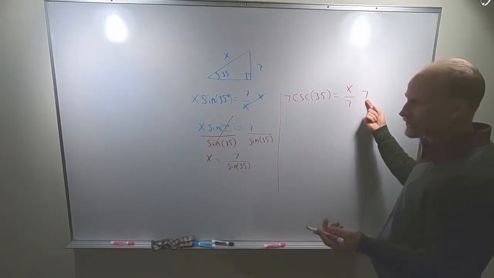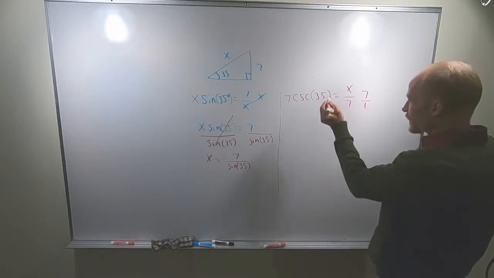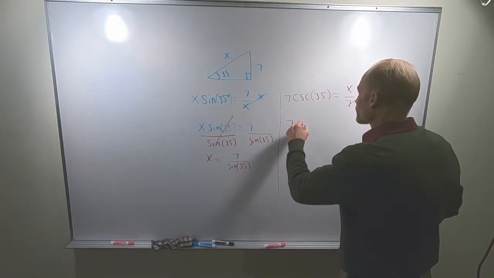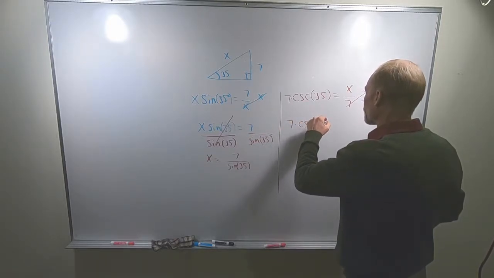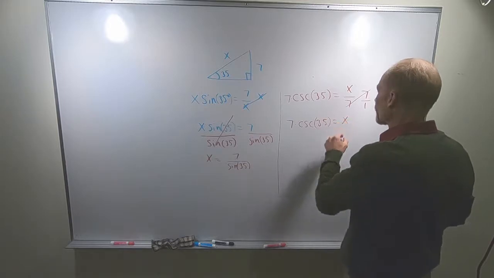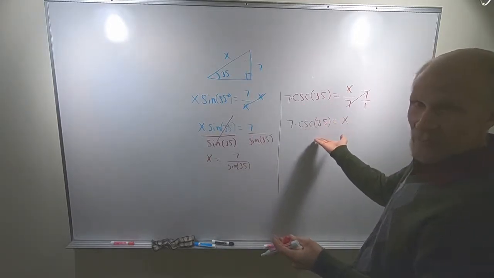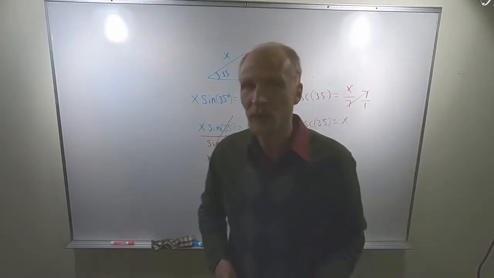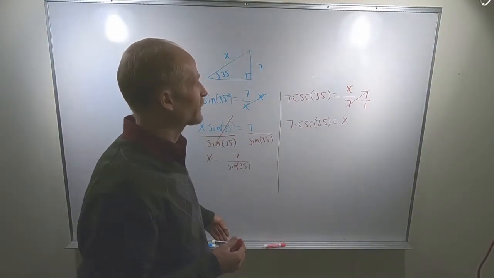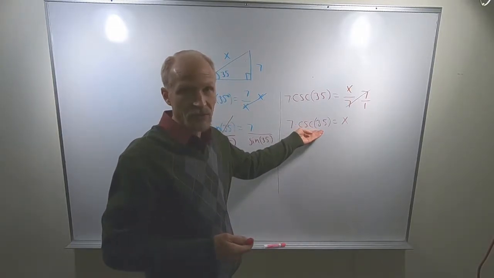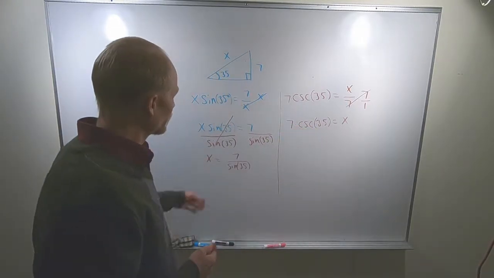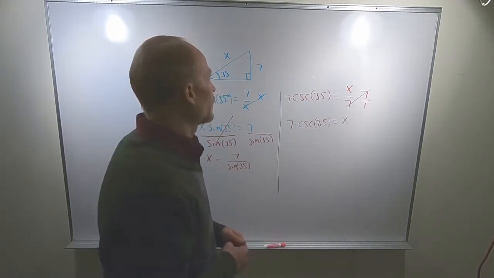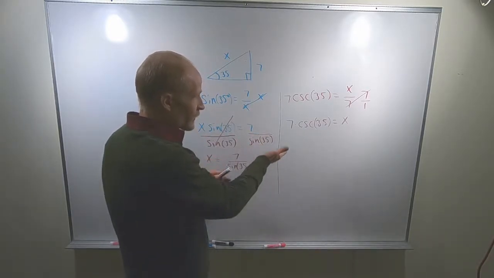And as you know, 7 is really 7 over 1. So yes, I can cross-cancel this. Now I have 7 times the cosecant of 35 degrees equals x. Look, one step. Okay, had to do a little bit of work on this step, but one step, and x is now solved for. Of course, you'll have to get your calculator and find out what the cosecant of 35 is, and then times that by 7. And over here, you'd have to do 7 divided by whatever the sine of 35 is with your calculator. But again, look at the difference in work.